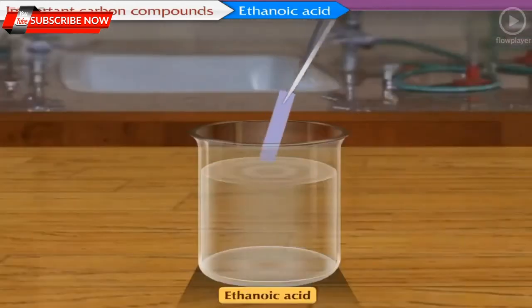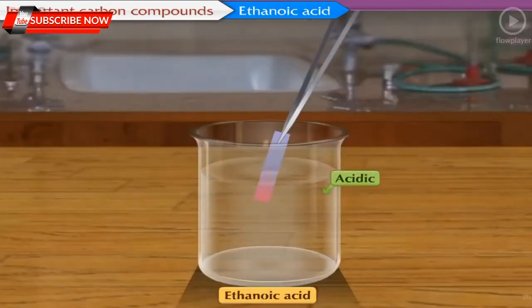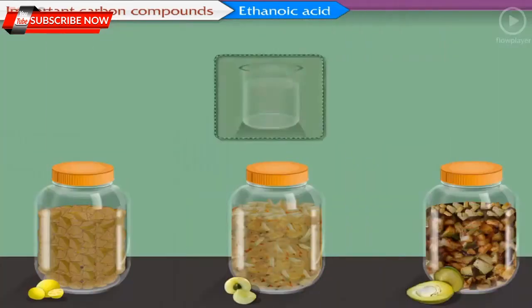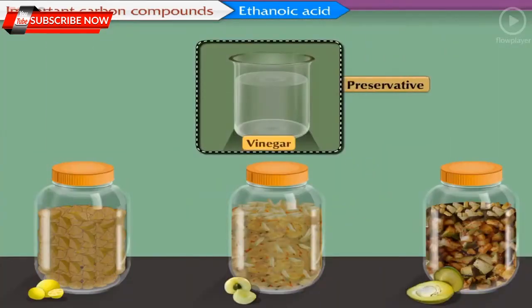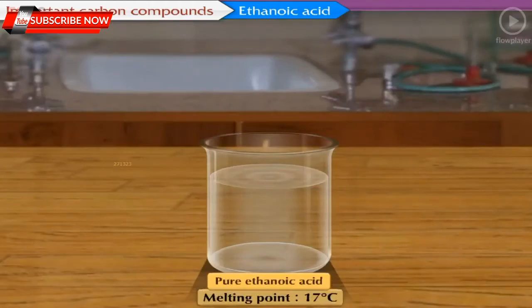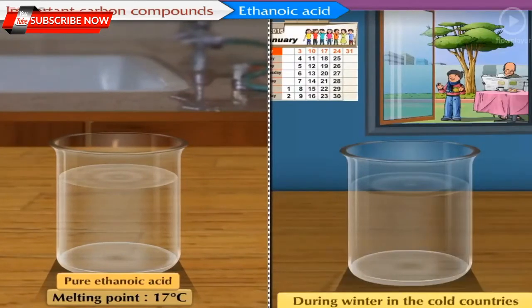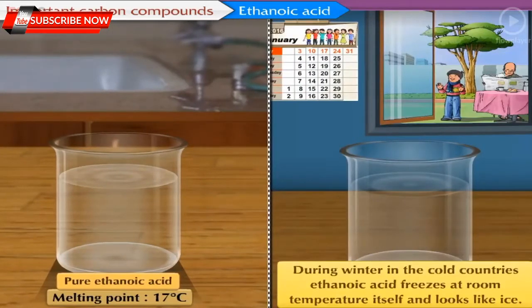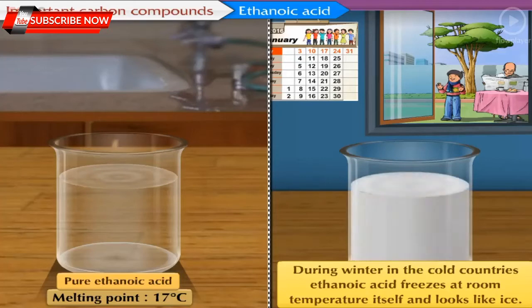Its aqueous solution is acidic and turns blue litmus red. Vinegar, which is used as a preservative in pickles, is a 5 to 8% aqueous solution of acetic acid. The melting point of pure ethanoic acid is 17 degrees Celsius. Therefore, during winter in cold countries, ethanoic acid freezes at room temperature itself and looks like ice. Therefore, it is named glacial acetic acid.